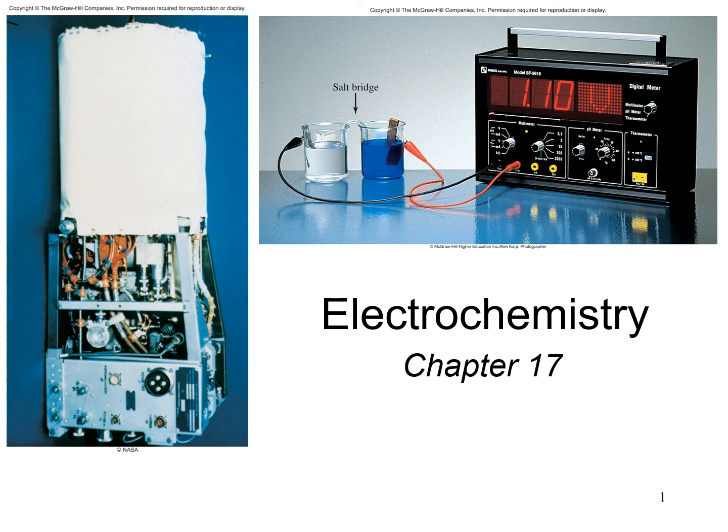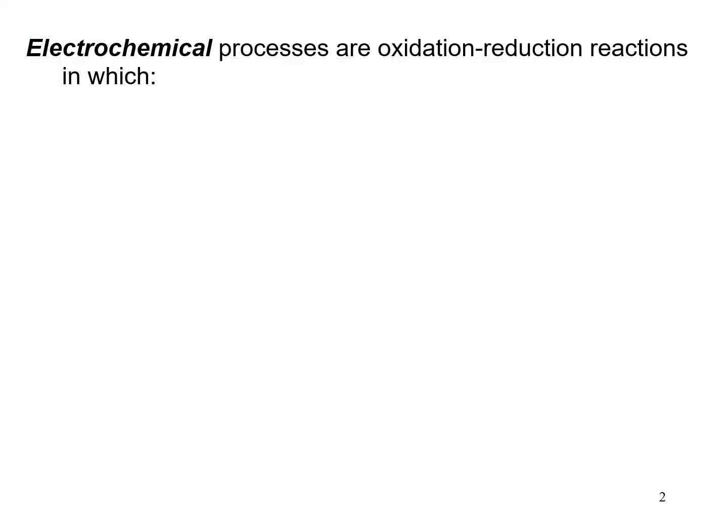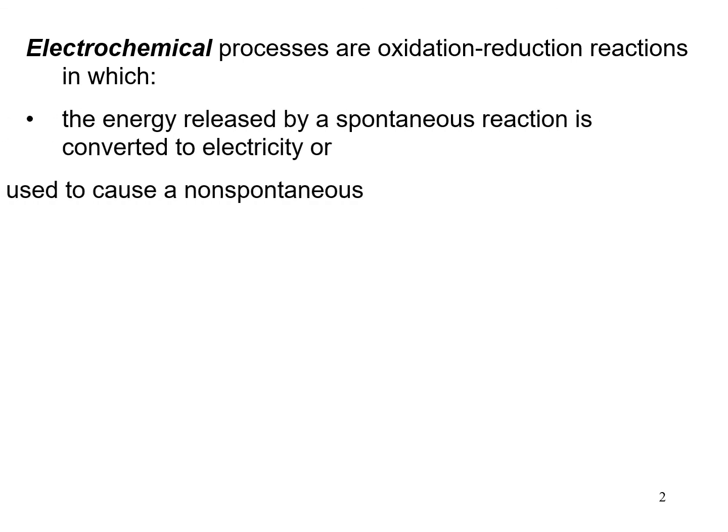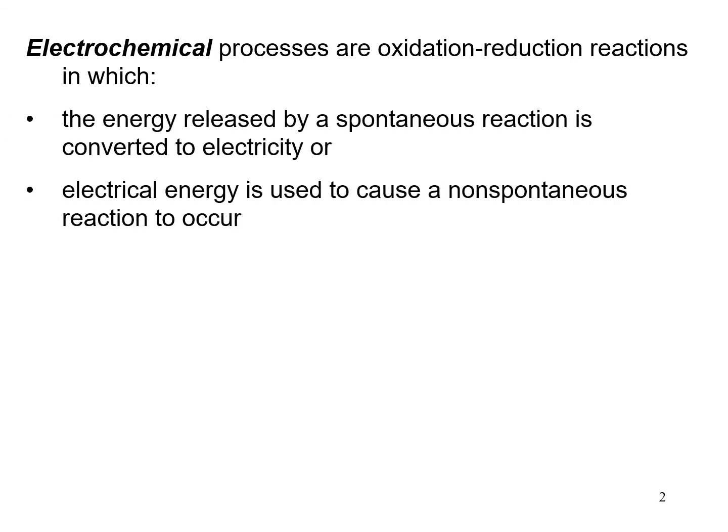In this video, we'll be focusing on the chapter of electrochemistry, which is chapter 17. So let's first begin with a discussion of what electrochemical processes are. Some of this might sound familiar to you because you have studied a little bit of this in the General Chemistry 1 course, but we are going to discuss a lot of these oxidation reduction reactions in a lot more detail in this course.